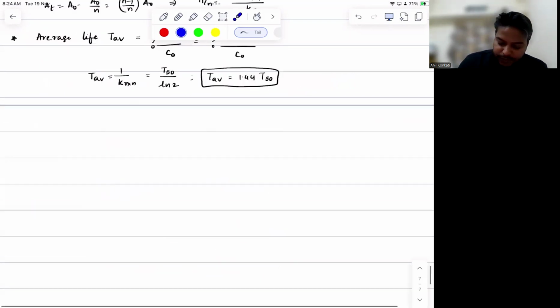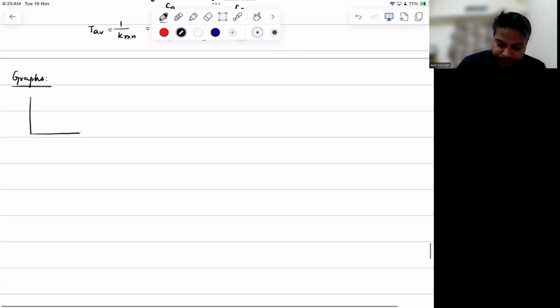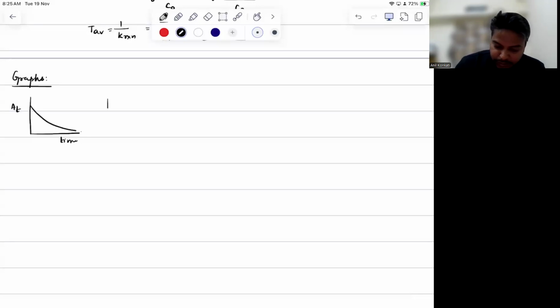Now, graphs wise, if you compare, we'll see that first graph, how At is changing with respect to time. So this is how it is changing. Next, if you write in terms of T half, how it is changing. T half will remain constant with respect to time. Clear?